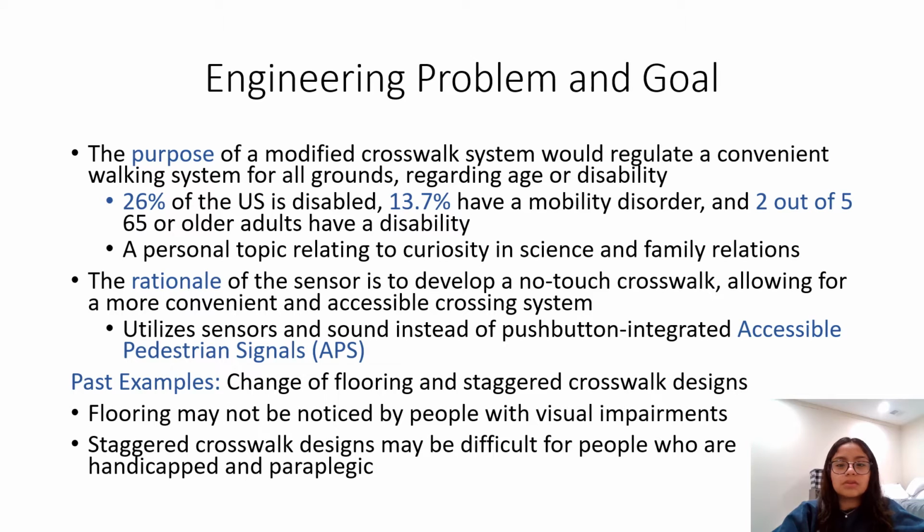The rationale of the motion sensor crosswalk is to develop a no-touch crosswalk, which is convenient and accessible for all. Though it has a push button integrated with accessible pedestrian signals, the focal point for my motion-activated crosswalk would be the sensor, and its sound would replace the push button. Past examples include the changes of flooring, which may not be accessible for all visual impairments, and staggered crosswalk designs, which may be difficult for handicapped and paraplegic individuals.